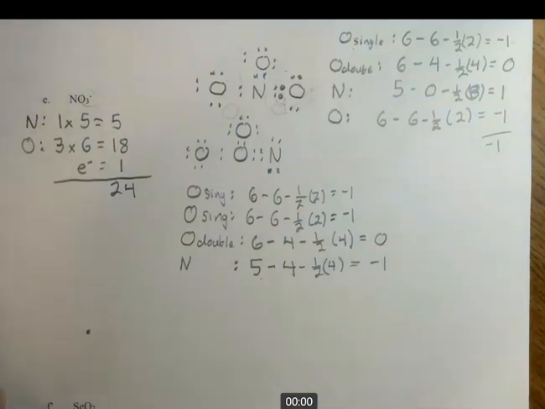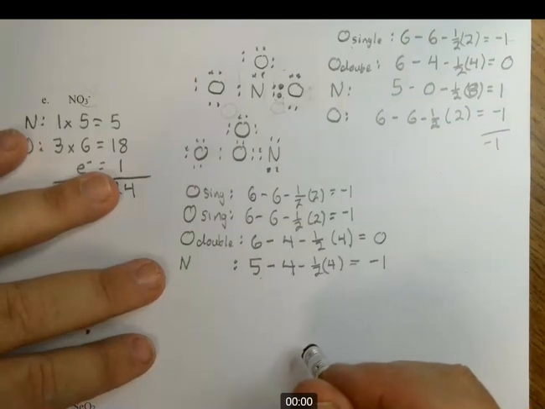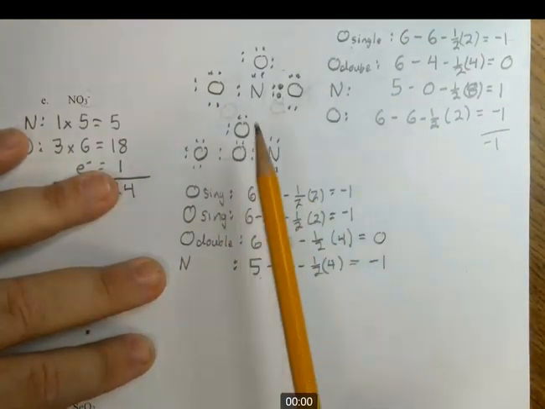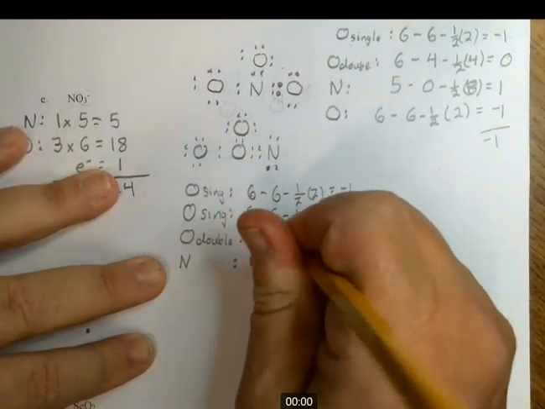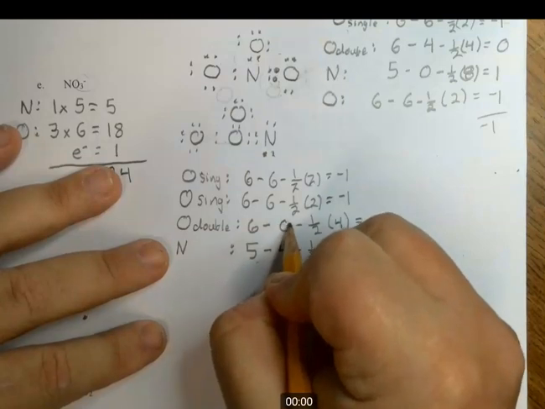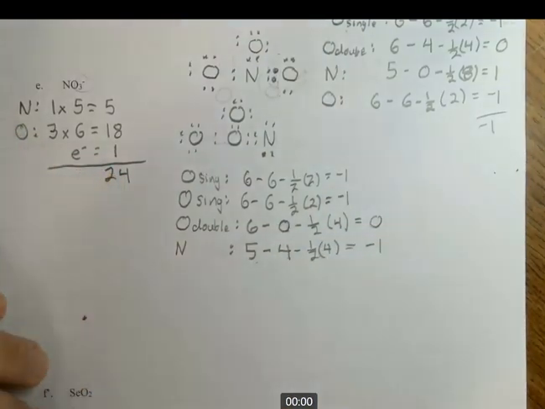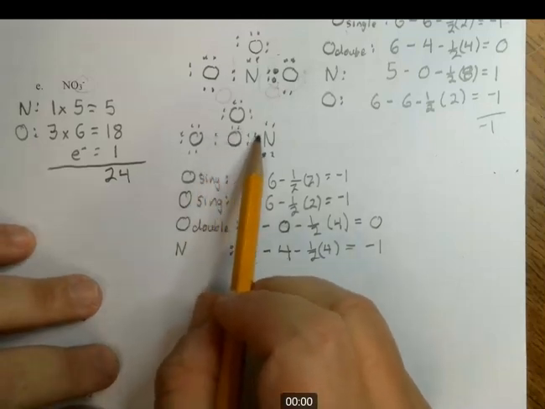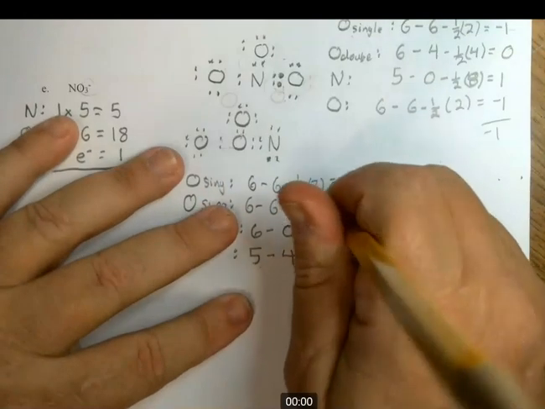Okay, and I made a mistake here, so I hope you caught it. Let's go back to the oxygen double. It has no non-bonding electrons, so why I put a 4 there is a mystery that only God knows. Okay, there's that, and then it's half of 8. It has 8 bonding. All of its electrons are bonding, so that should be an 8.